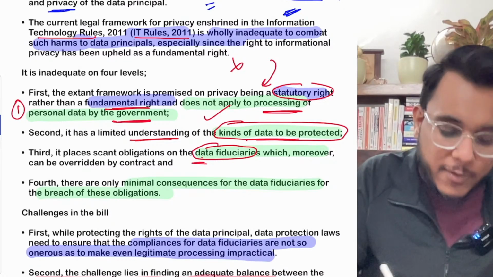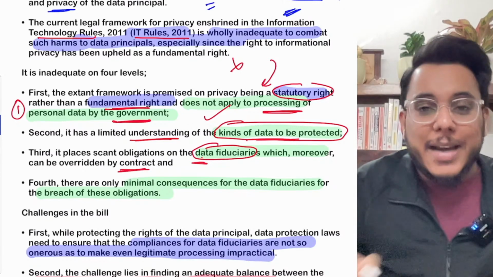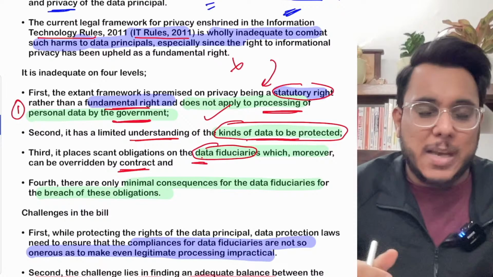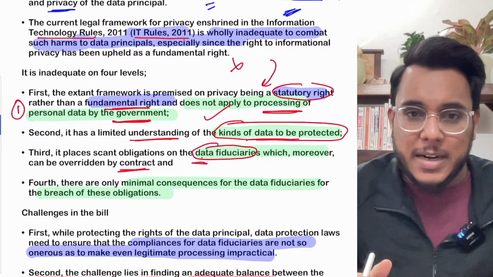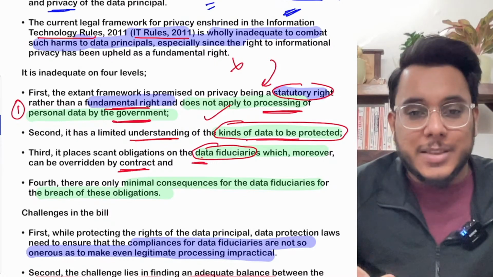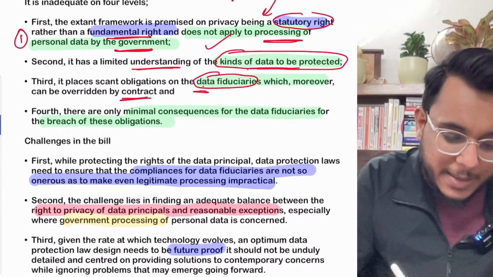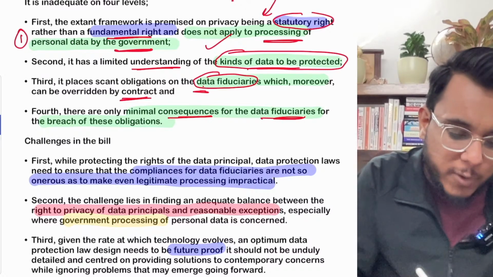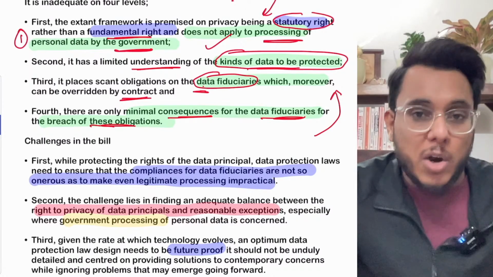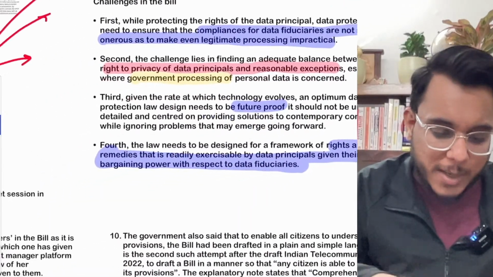So the obligations of data fiduciaries are either not properly defined, or an overriding contract lets the data fiduciaries overpower all those things. For example, there are the terms and conditions. You agree to those terms and conditions, and they get the entire autonomy over your data. So these things need to be taken care of. Therefore, we need a separate law. Then there are only minimal consequences for the data fiduciary for breach of these obligations. So even if the data fiduciaries use your data in some wrong way, there are no very big hefty fines. So therefore, we need this particular bill.